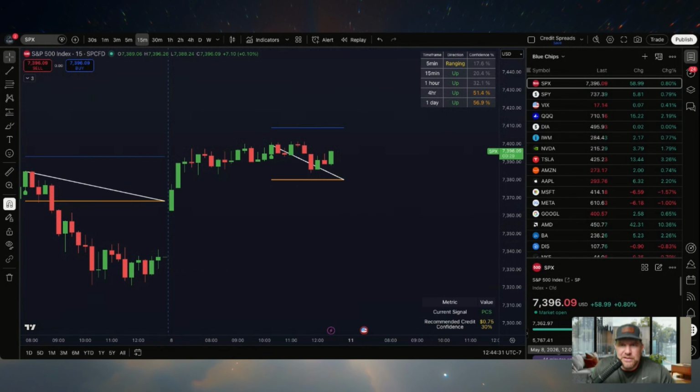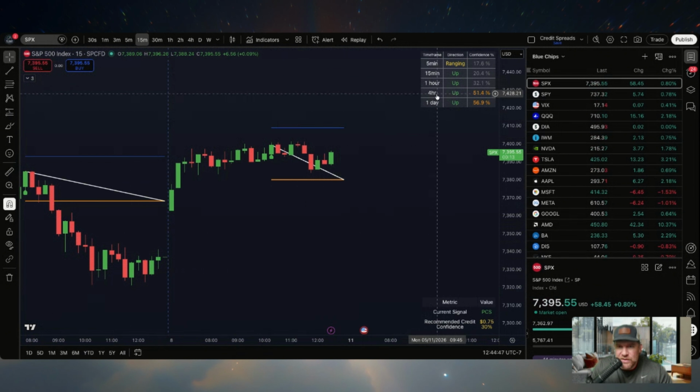Credit spreads, 0DTE credit spreads. This is one of my favorite strategies to trade. I've been trading credit spreads for many, many years, so this is my bread and butter. So I made an indicator for that credit spread.